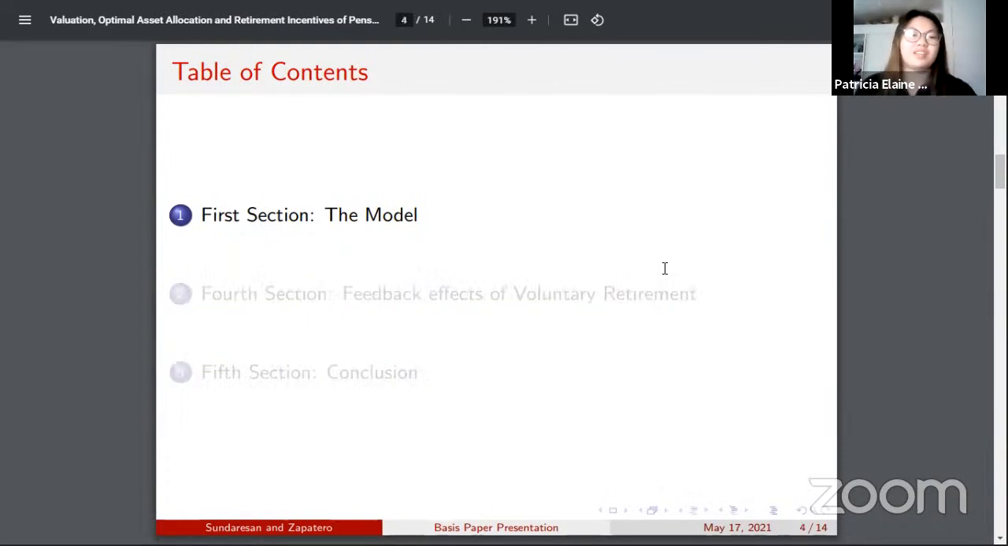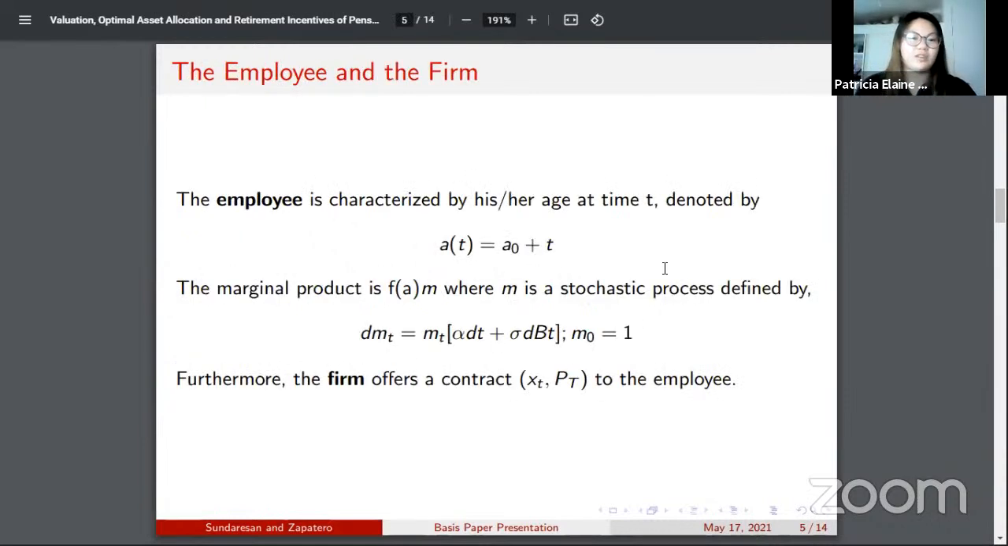So we now proceed to the first section, or the model. The employee is characterized by his or her age at time t, denoted by A of t equal to A sub 0 plus t. So A sub 0 is the age of the employee when he or she entered the firm, plus t, or the number of service years of the employee. The marginal product is f of A of t times m, where m is a stochastic process defined by this SDE, where m sub 0 is equal to 1.